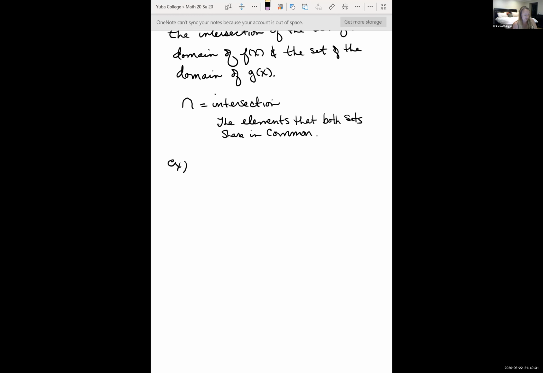Okay, so let's look at some examples. It says for the given functions f and g, find the following for parts a through d. So let's say f of x is equal to the square root of x minus 1 and g of x is equal to the square root of 4 minus x.